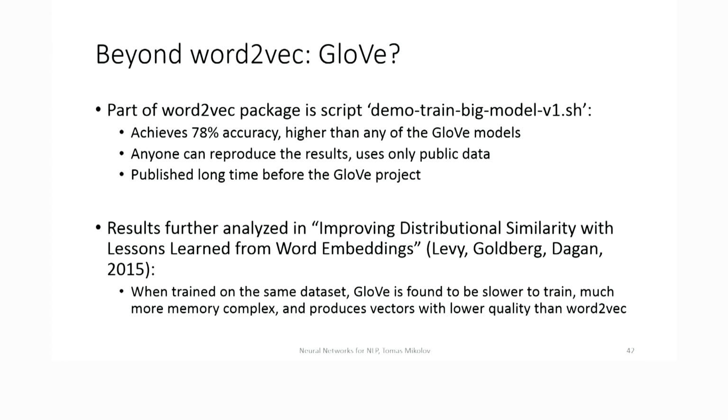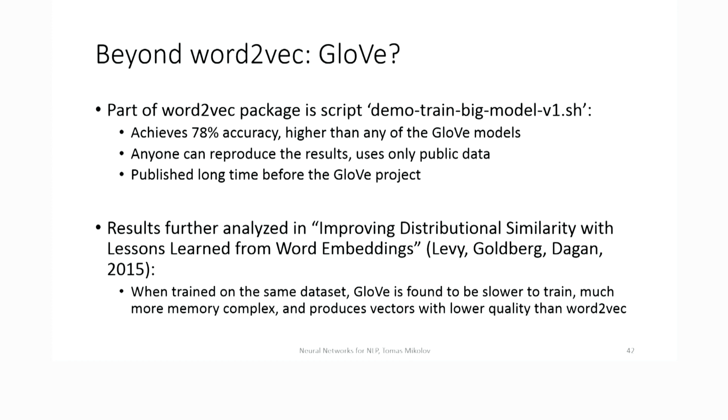It's also interesting to notice that even before GloVe was published, there was a script that people could have used to get around 78% accuracy. It's actually quite a bit better than GloVe, and it was very reproducible. And then there were other people like Omer Levy and others who showed that when they train GloVe and Word2Vec on the same data set, GloVe is actually slower, much more memory complex, and produces vectors with lower quality.